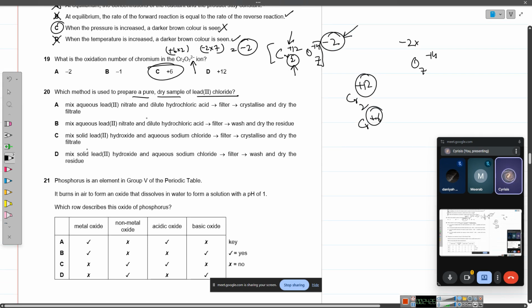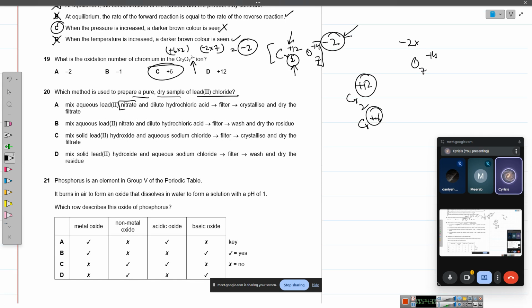Filter, crystallize, and try the filtrate, right? Keep in mind that the nitrates are more reactive, right? And hydrogen. So I don't think lead is slightly more reactive than this, right? So we'll think about this. I'm not sure, right? Mix aqueous nitrate and dilute hydrochloric acid. Lead nitrate and dilute hydrochloric acid, filter and wash.